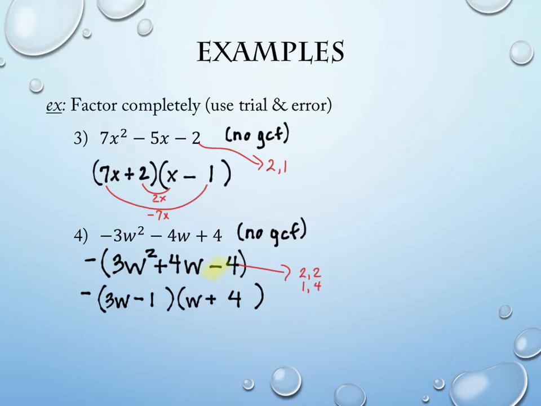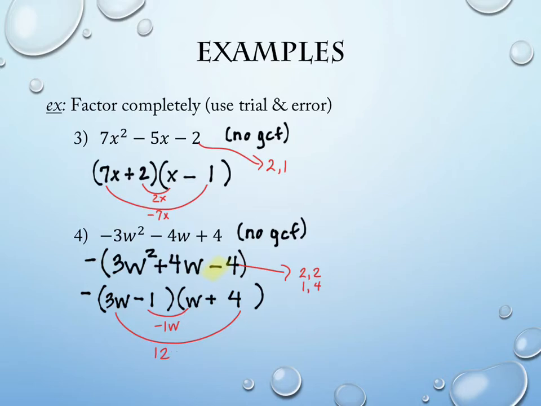The check. So what we're checking is that the middle and the outside give me what I would want, and I don't know. We're going to check. So in the middle right now, I have negative 1w, and on the outside, I have 12w. What is negative 1w plus 12w? 11w. And is that my middle term? No. So this is not correct.